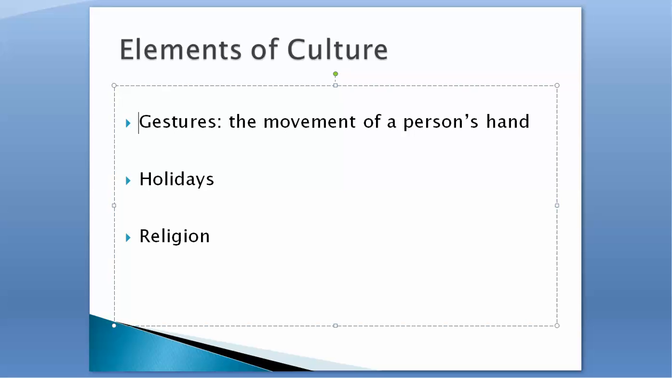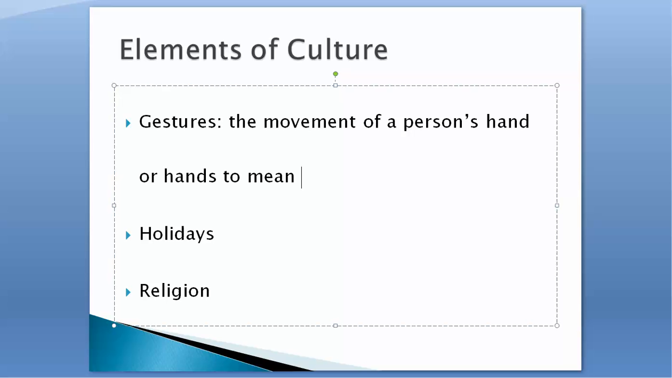Gestures. Okay, good. Now, let's try to define this word, gestures. It's the movement of a person's hand or hands to mean anything the person wants to say, to mean something.